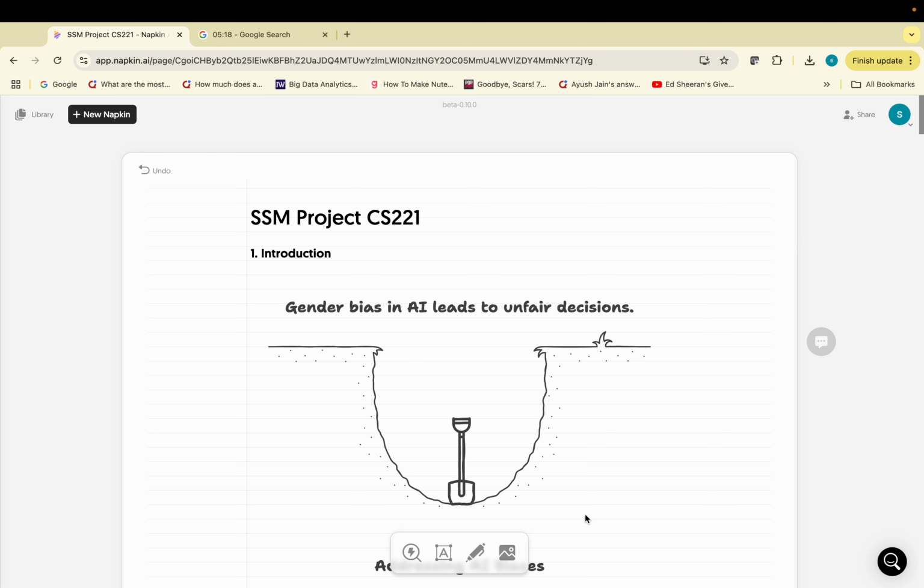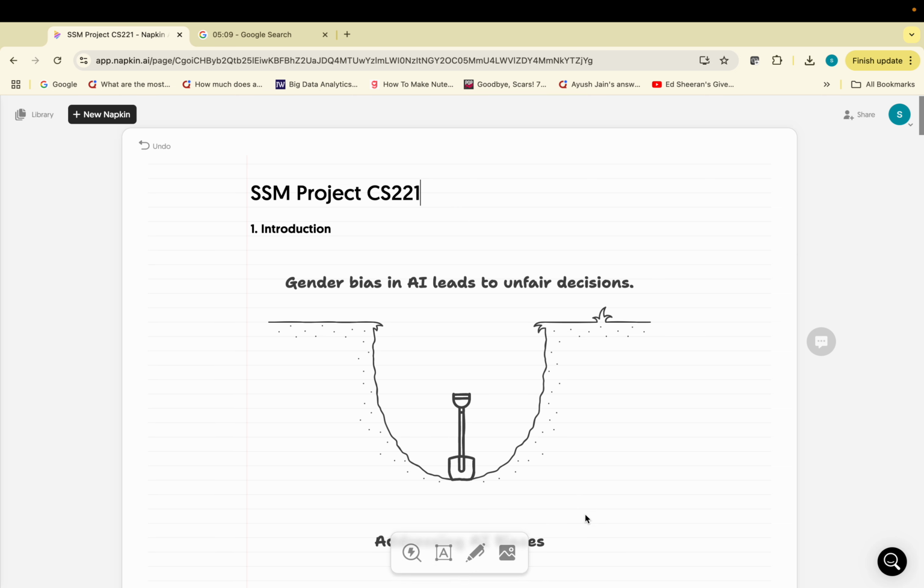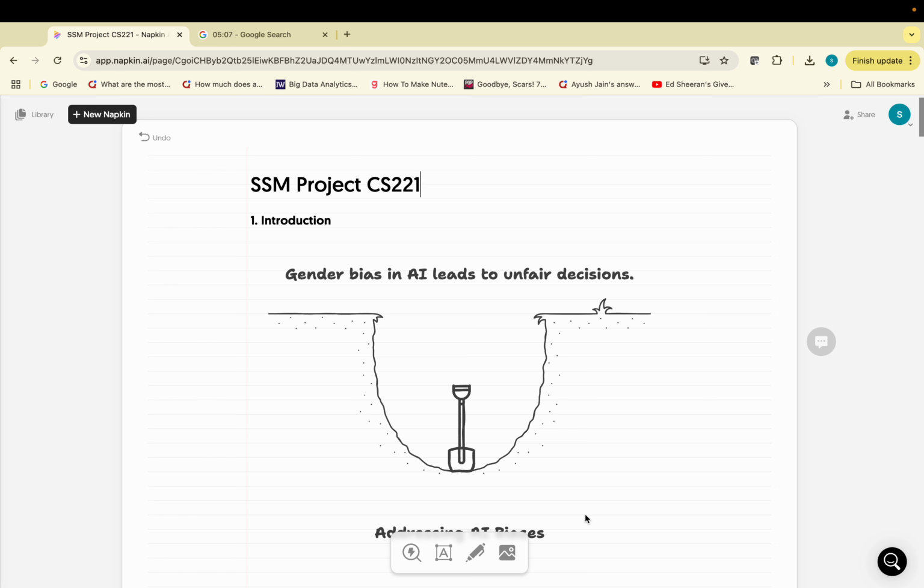My project is called State Space Model for Improving Gender Bias in AI. As we know, there is gender bias which is prevalent in AI systems because of the data that they are trained on. I wanted to work on this project to introduce a new approach using hidden Markov models to detect these biases and reduce them.